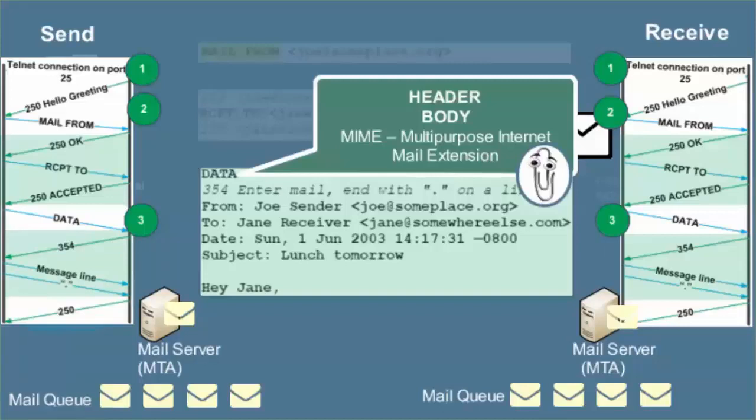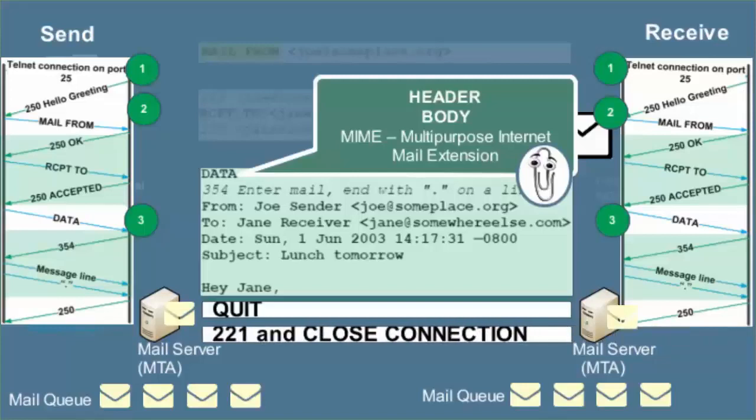The sending mail server then sends the message and any attachments, followed by the end of message or EOM. The receiving mail server responds with the 250 OK line indicating the message was received. The sending server then issues the quit command. Finally, the receiving mail server responds with the 221 line identifying itself and closing the connection.